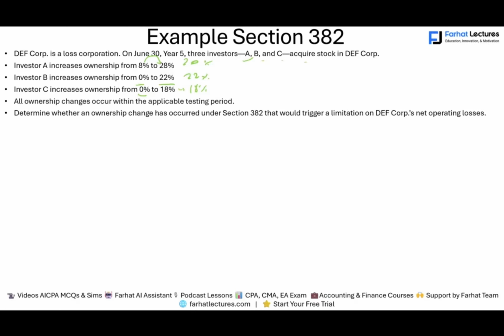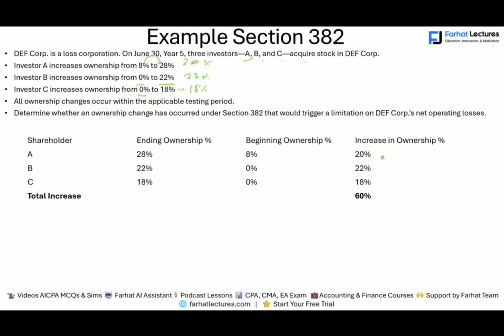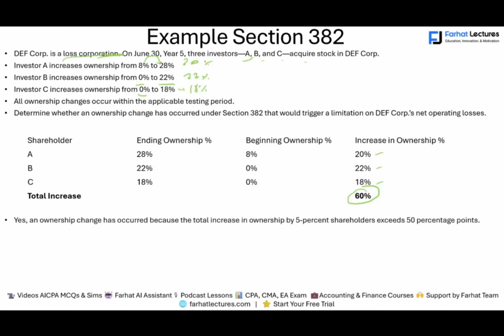All ownership changes occur within the applicable test period. And we just talked about the test period. It has to be 3 years from the last change we are looking at. So if we add up 20 plus 22 plus 18, that's 60%. What does that mean? It means this loss corporation, DEF, cannot start to take older NOL in future years without limit. Those NOL will be limited. How much limited? We'll look at the rule. An ownership change has occurred because the total increase in ownership by 5% shareholders exceeds 50%.